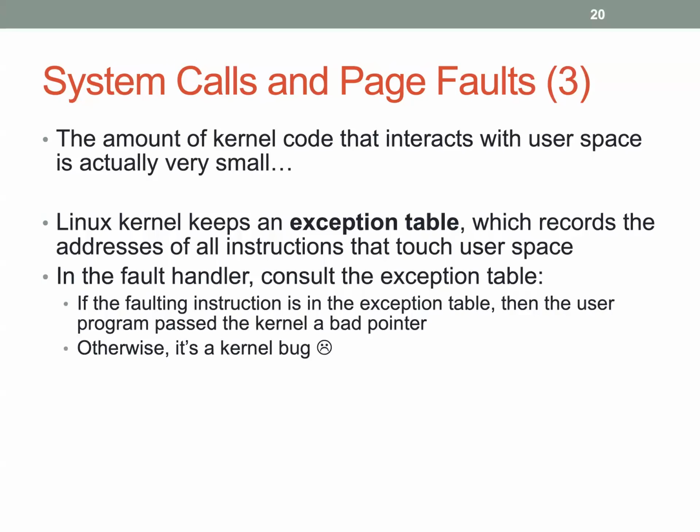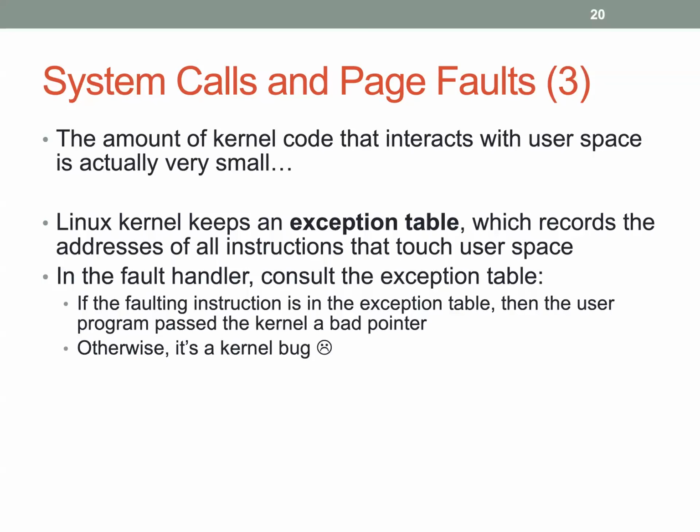Then in the fault handler, the kernel goes through the exception table and asks, is the faulting address in any of these places that's talking to user space? If it is, it assumes that the address is bad: the user program passed a bad address. If it's not in any exception table, then the kernel assumes there's a kernel bug. Something crashed inside the kernel, or something did an invalid memory access inside the kernel. And if the kernel starts to go haywire, all bets are off. You can't trust reality anymore.